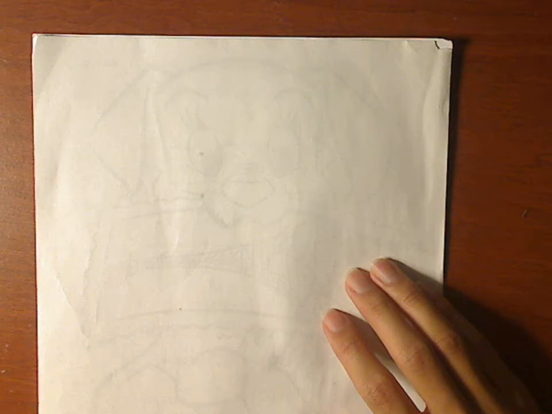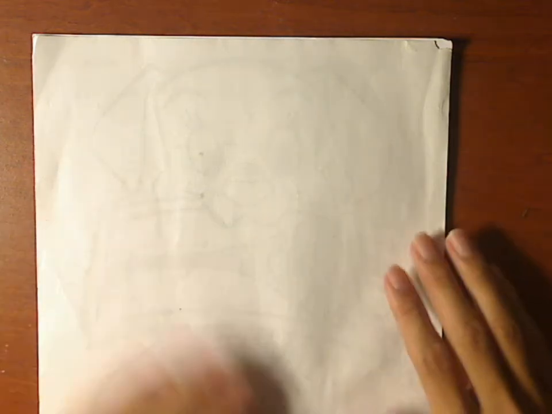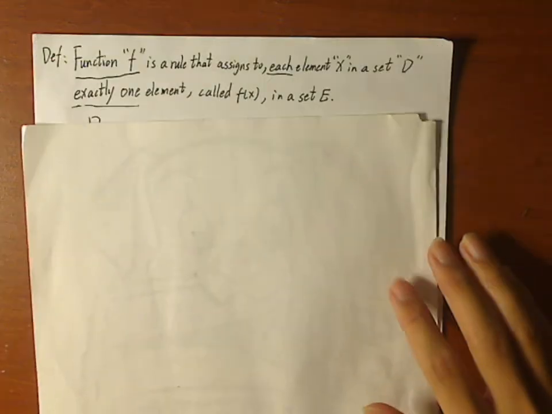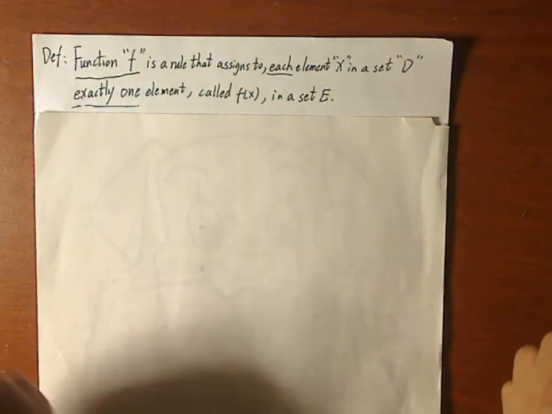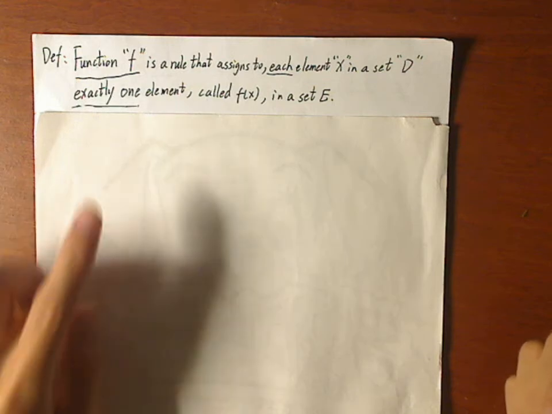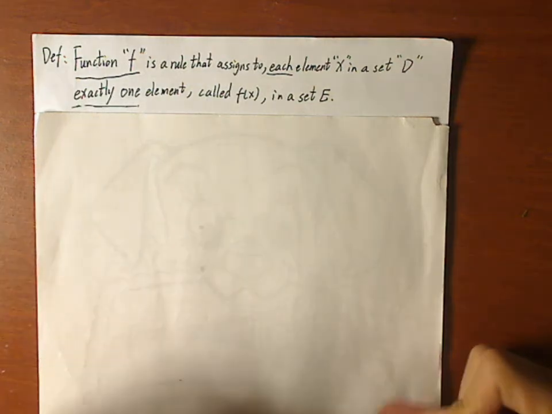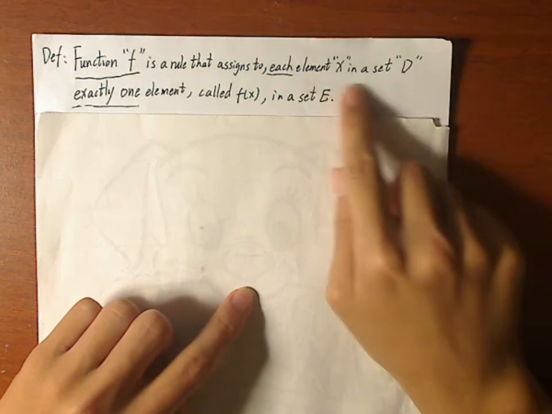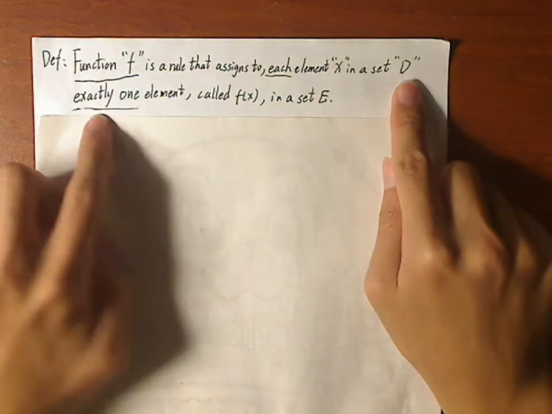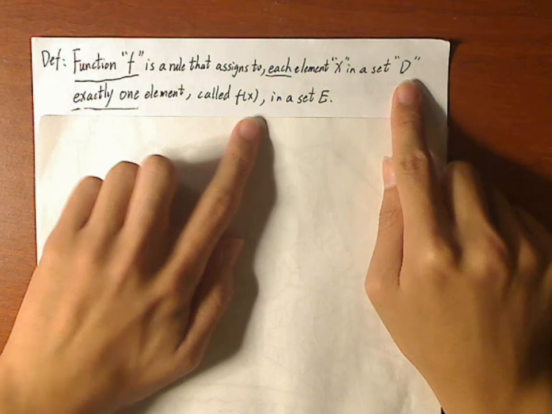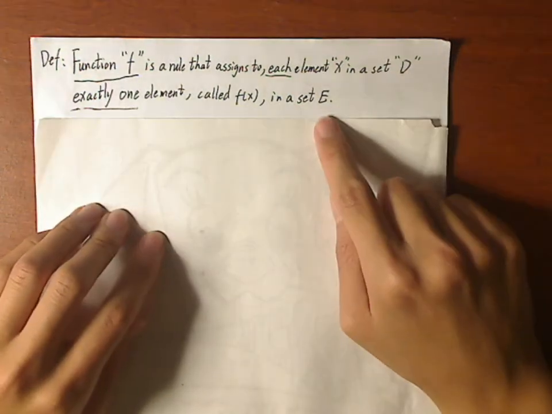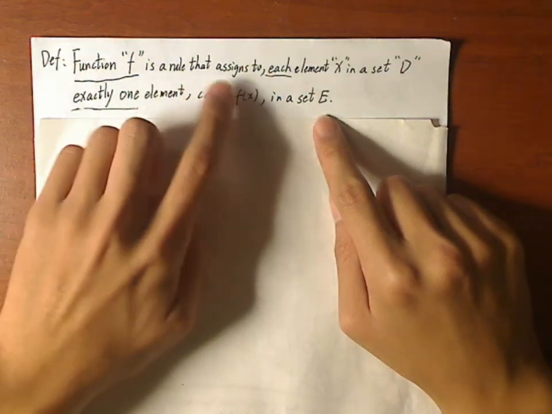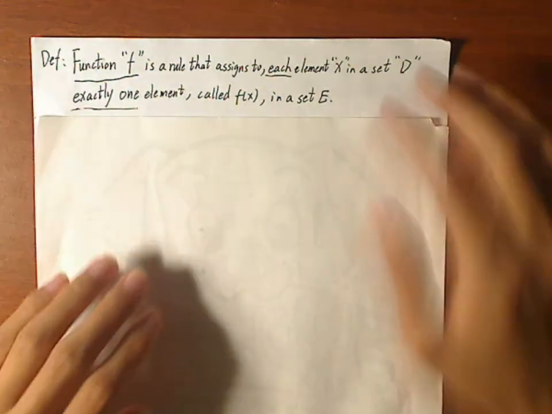Today we start chapter 1, section 1, dealing with functions. Definition of a function: f, we give a name to the function. f is a rule that assigns to each element x in a set D exactly one element, called f(x), in a set E. So basically we have two sets, D and E, and the function is a rule that assigns in between, and you will see.